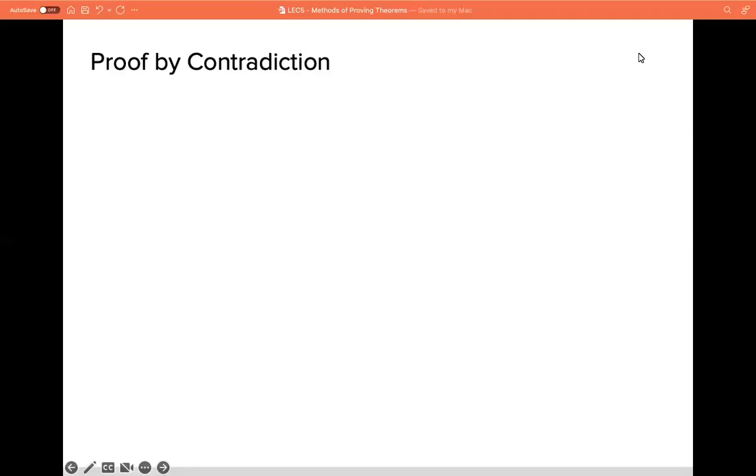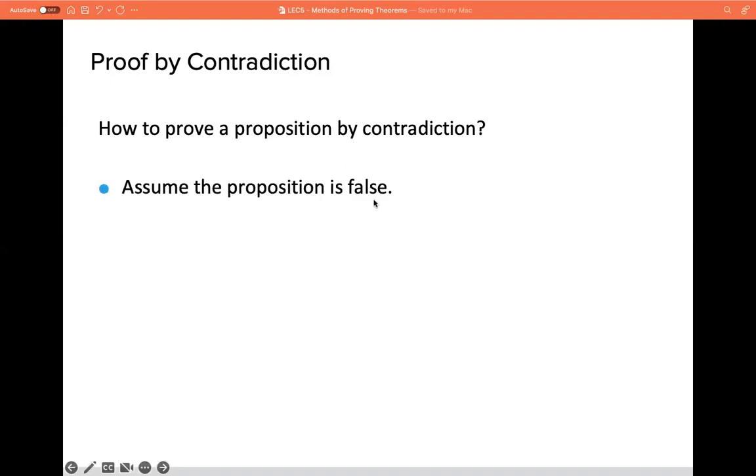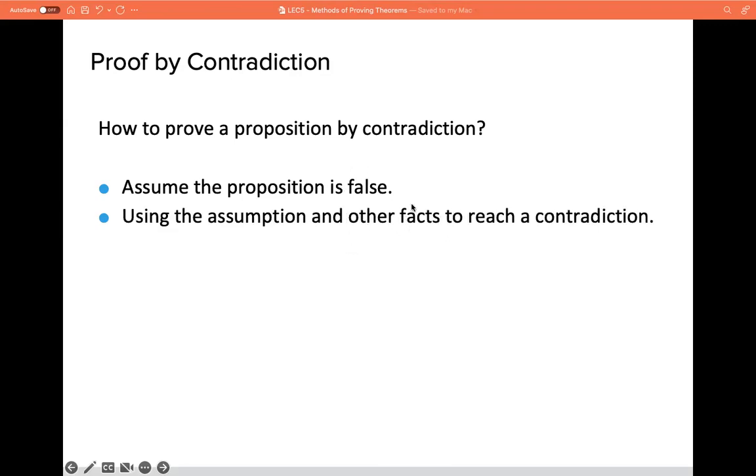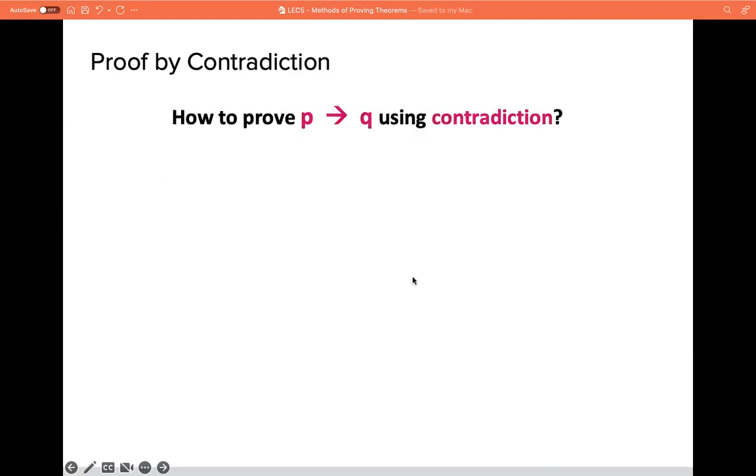Good day, everyone. In this video, we are going to construct proof by contradiction. In order to prove a proposition by contradiction, we first assume that the proposition is false. Using that assumption and other facts, we want to reach a contradiction or a false value. By contradicting the assumption that the proposition is false, we prove that the proposition is actually true. So this is another kind of indirect proof.